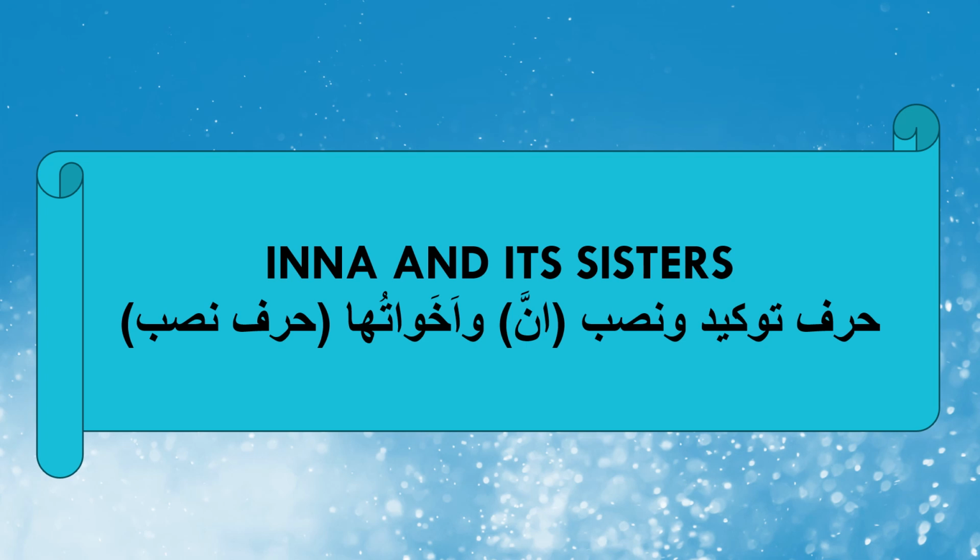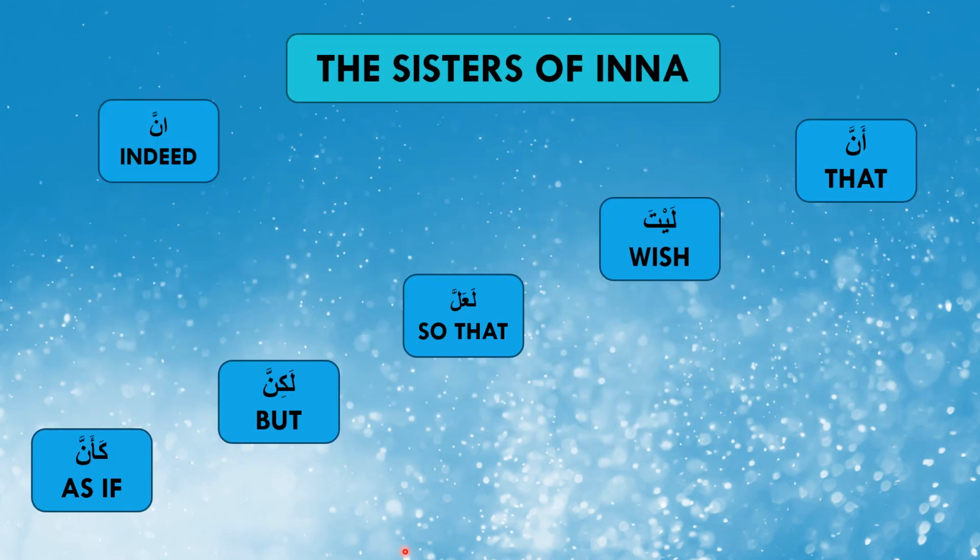So let's check the sisters of inna. First of all, inna, as we know, means indeed, surely, anything you can say. The next is anna. As we came across in the irab, anna means that. Layta means wish, and as I've already explained about layta, it is an impossible wish that cannot be granted.